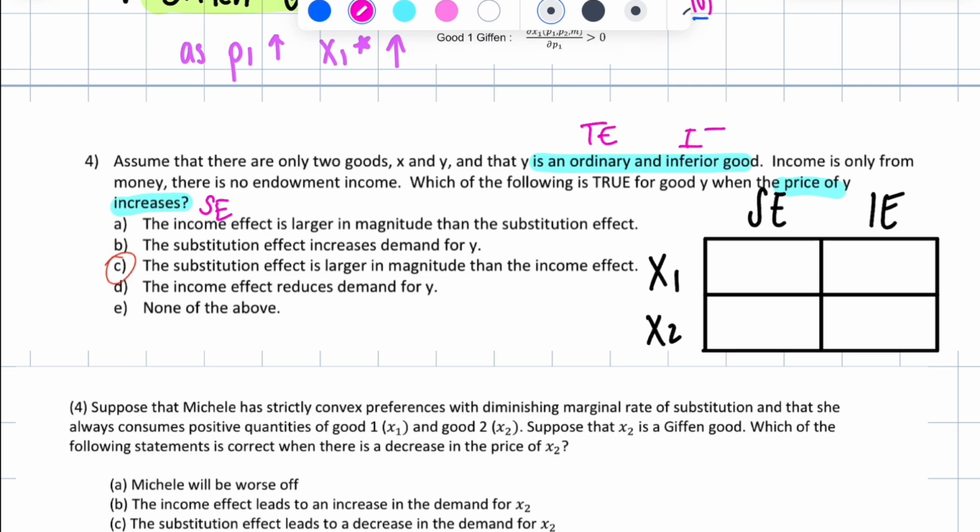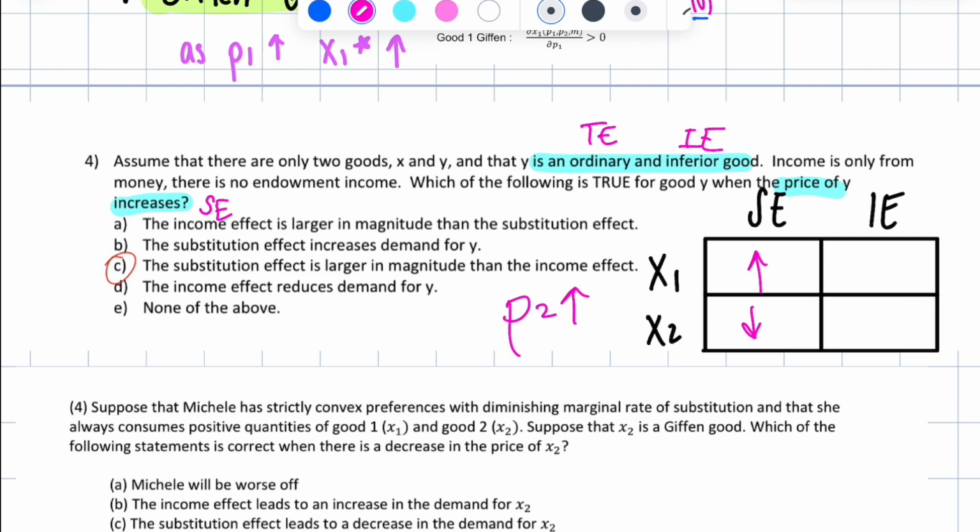So first we have that the price of Y is increasing, so P2 is going up. We know for the substitution effect that X2 is just going to go the opposite direction of its price change, and then X1 is going to go the opposite direction of X2. Then they tell us that it is an inferior good.